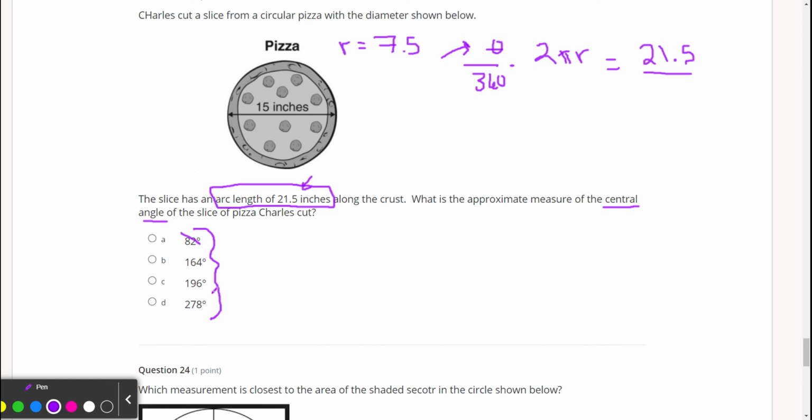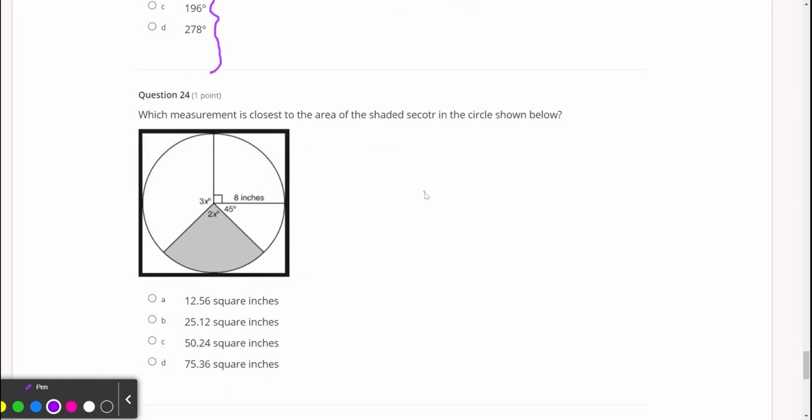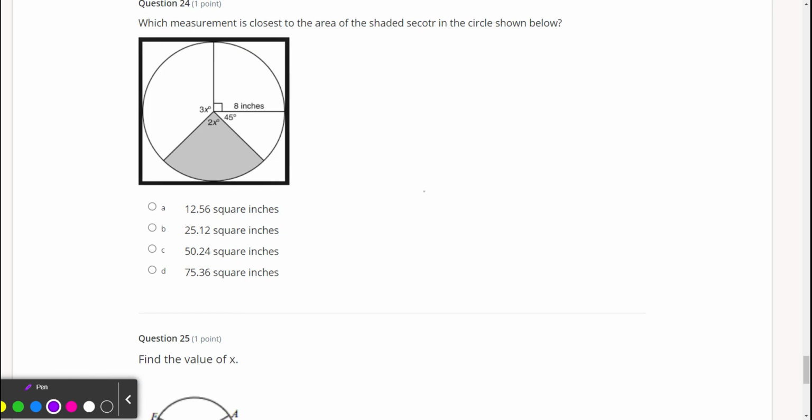Okay, so all we're going to do is substitute those answers in here and see which one matches. So if we can do the last 3 questions before we leave today. Then we go to 44. We've got 10 minutes. Which measure is closest to the area of the shaded sector?